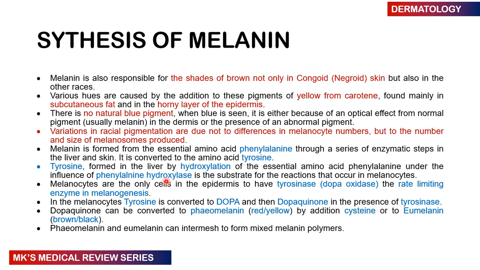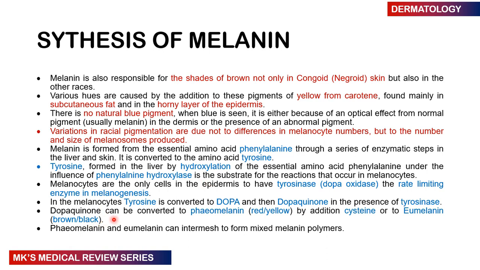This substrate for the reaction actually does occur in the melanocytes as well. And remember that the melanocytes are the only cells in the epidermis that have tyrosinase, which is the dopa oxidase enzyme, the rate limiting step that actually is seen in the process of melanogenesis. Remember that then in the melanocytes, this tyrosine is going to be converted to dopa. Then the dopa is going to be converted to dopaquinone. This is going to be happening in the presence of tyrosinase, where you're converting the dopa to dopaquinone and of course the tyrosine to dopa.